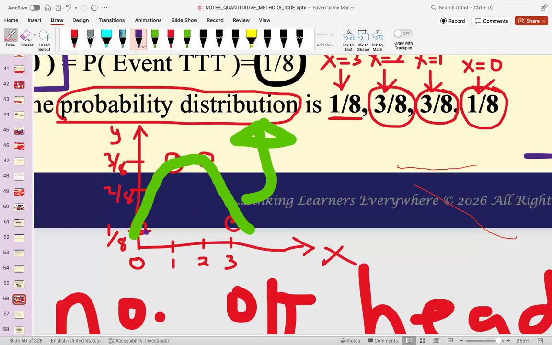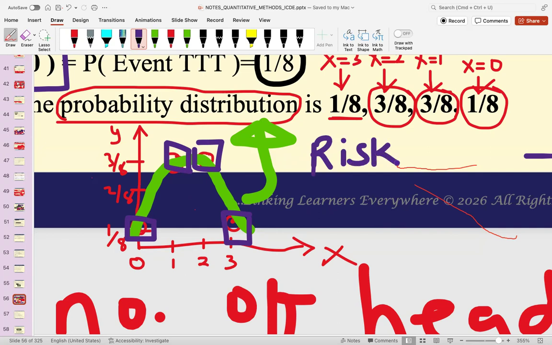Meaning that if you are expecting no head, you have a lower chance. If you are expecting to see all 3 heads, you have a lower chance. But if you are expecting to see 1 or 2 heads, you have some higher chances. And this can guide you when you are taking a risk in business.